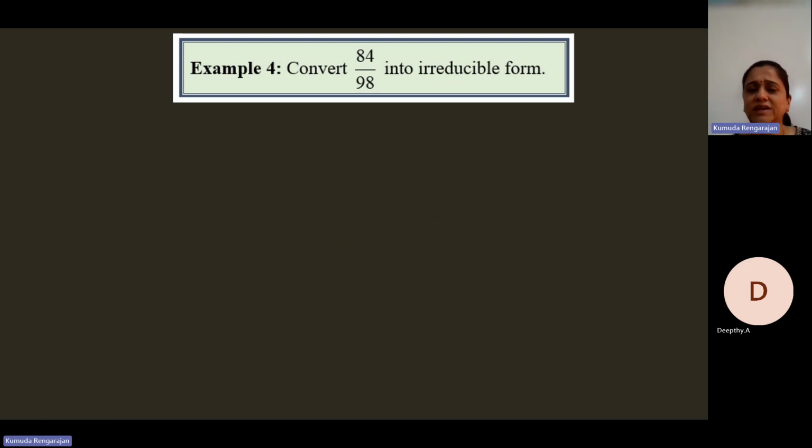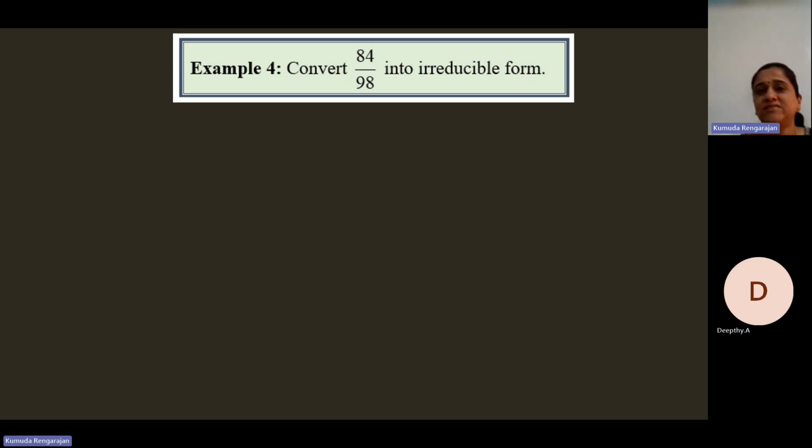Now look at this, convert 84 by 98 into irreducible form. It is now in the reducible form, because you can simplify it further. For this you should first find the HCF, not LCM. To reduce, you should find the HCF, not LCM.